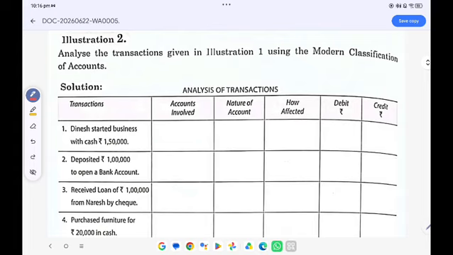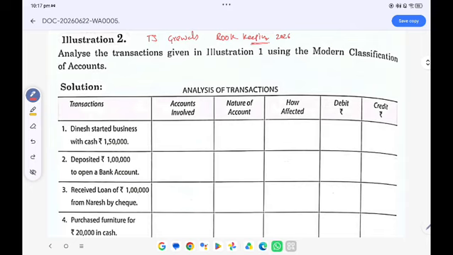Let us see the modern classification, how we are going to analyze the transactions. Here, this is the solution we have taken from T.S. Grewal's Double Entry Bookkeeping, 2026 edition, the source. So here we have a few transactions.